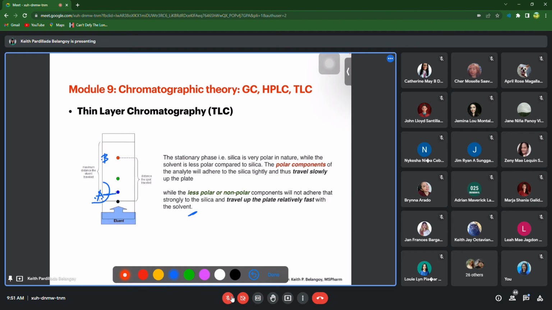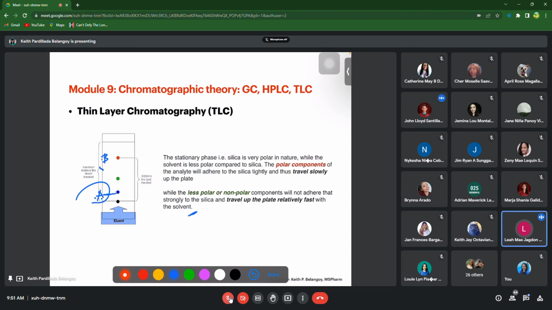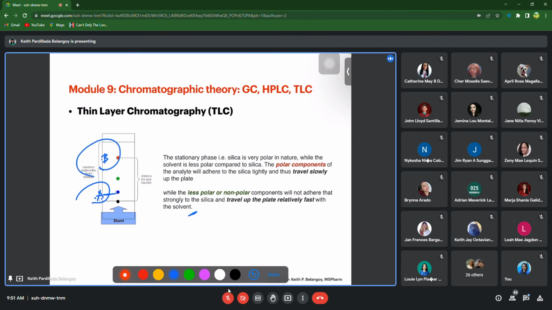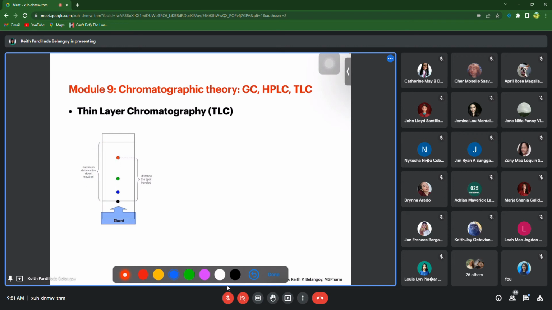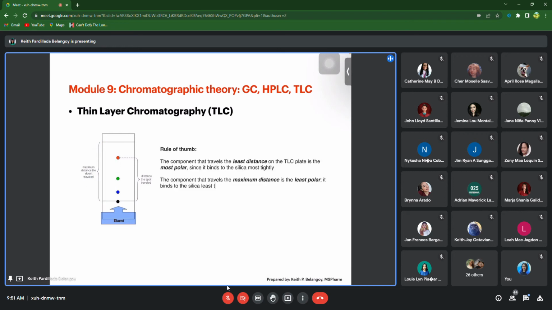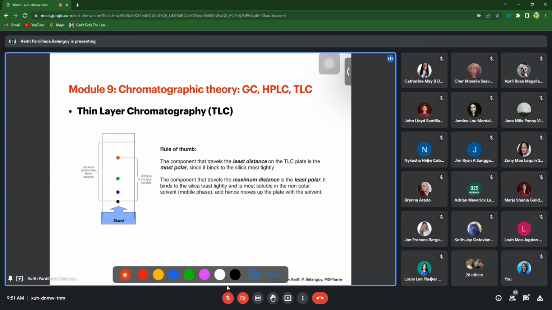Let's go around. Which one is non-polar? B is non-polar, Miss. Okay, and then your polar, of course, is still A. So the least distance traveled in the TLC plate is the most polar. Okay, that's correct. And the maximum distance traveled, spot B, your red one, is the least polar or the non-polar. Okay.